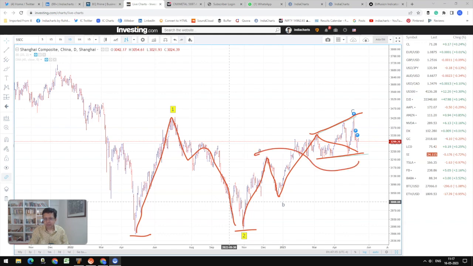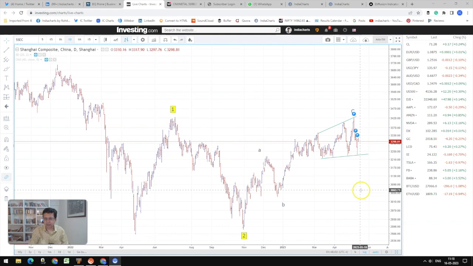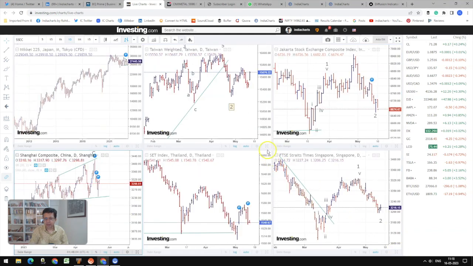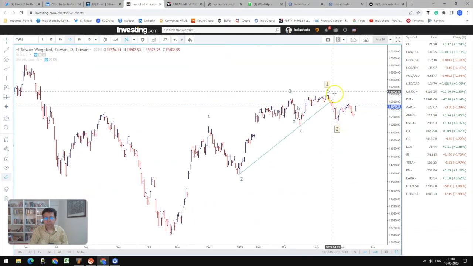And so because it has sort of an overlap, I'm not sure it's 1, 2, 3, 4, or I have to simply stick to 1, 2, 1, 2. Now I've marked ABC here because I was just trying to think whether it can be a corrective structure as well. But my primary thought is that we are slowly starting a third wave higher. Okay, so this consolidation should be complete since we touched the lower end and rebounded, and we should now slowly start a fresh move to higher highs as far as China is concerned. So that's where China is placed, and that ends up reflecting very much on Taiwan.